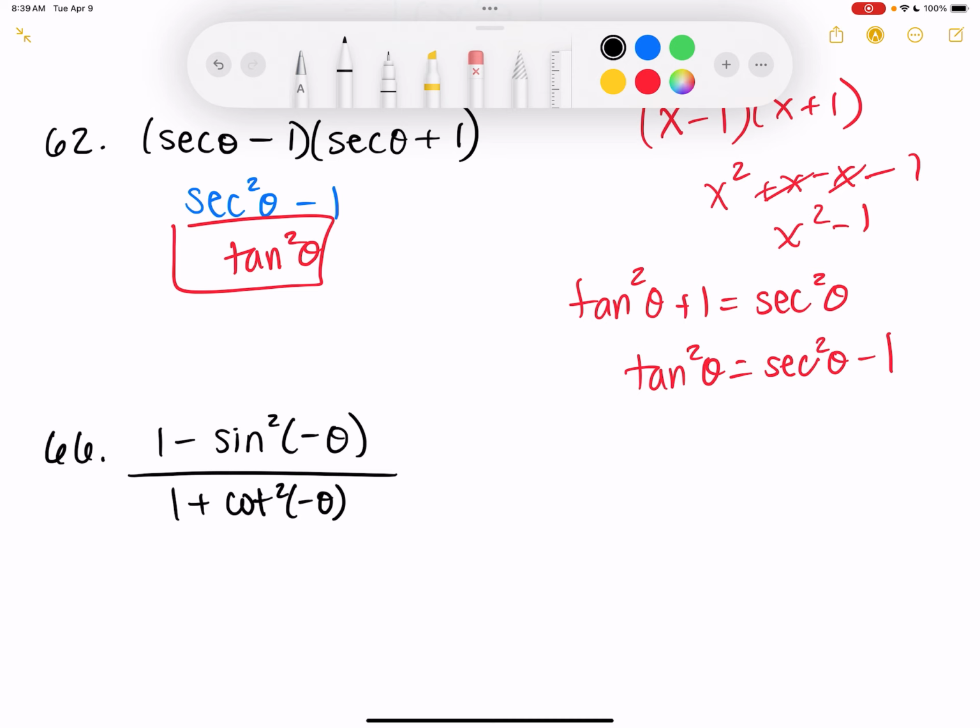What do I do when I have a negative inside of sine? Does it just go away or does it go out front? Like in the angle. It goes out front. So the top of this is going to become 1 plus sine squared theta.